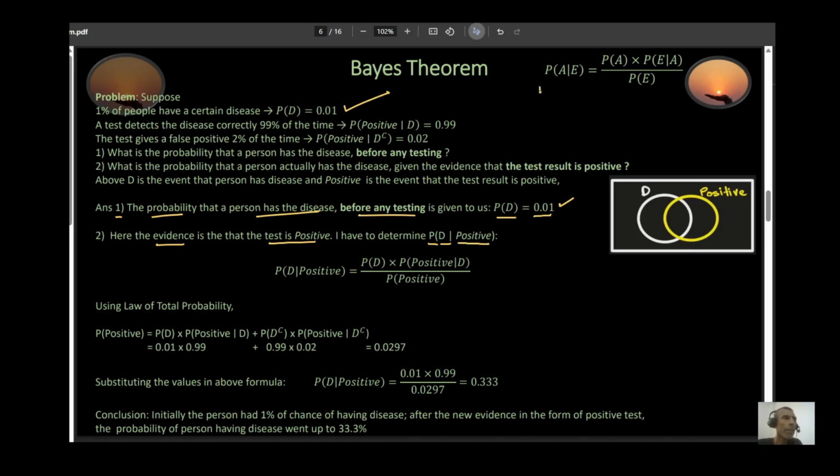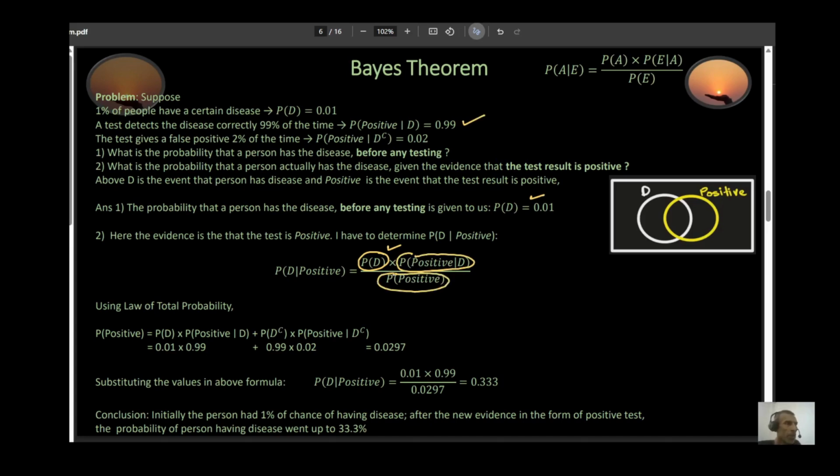I'll be using Bayes formula right here. In this case, my A would be D, disease, and my E would be positive. Rewriting that expression, this is the final expression I get. Let me remove everything now. So I have to find P(D), which is given to me already. I have to find the probability of positive given that the person has the disease, which is also provided. Now, what about the probability of positive?